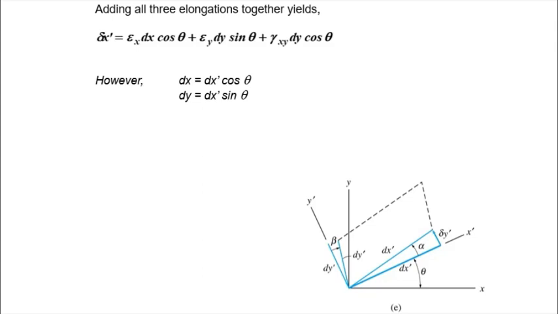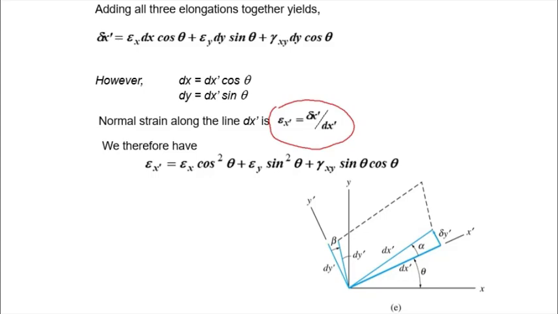If we add all three effects together, the strain x, the strain y, and gamma xy, we have this equation: del x prime is equal to strain x dx cos theta plus strain y dy sine theta plus gamma xy dy cos theta. From our diagram, we know that dx is dx prime cos theta and dy is dx prime sine theta. And the normal strain along dx prime is given by this equation here. If we replace everything in the first equation and rearrange, we have strain x prime equal to strain x cos square theta plus strain y sine square theta plus gamma xy sine theta cos theta. Now this equation, if you look carefully, is similar to the stress equation.